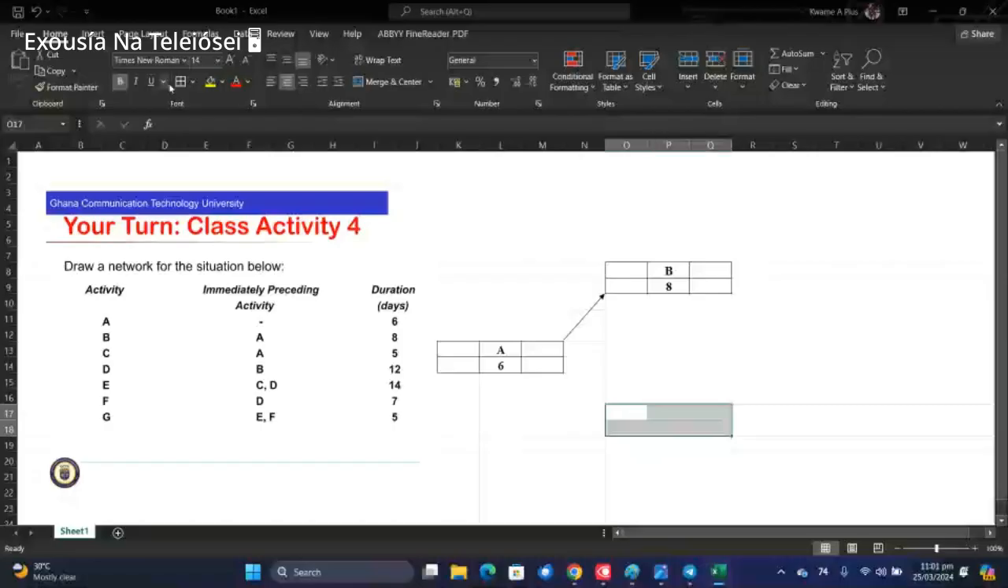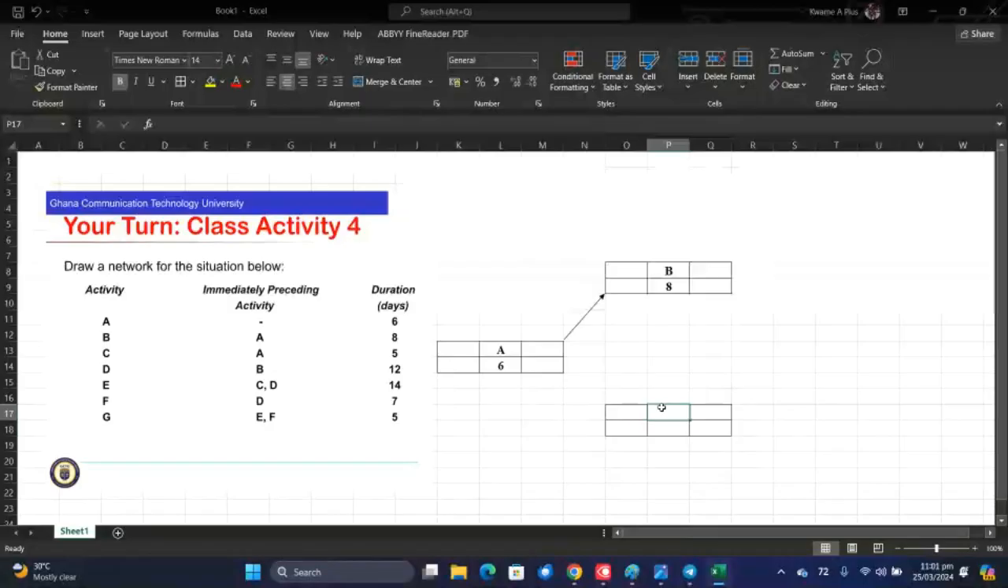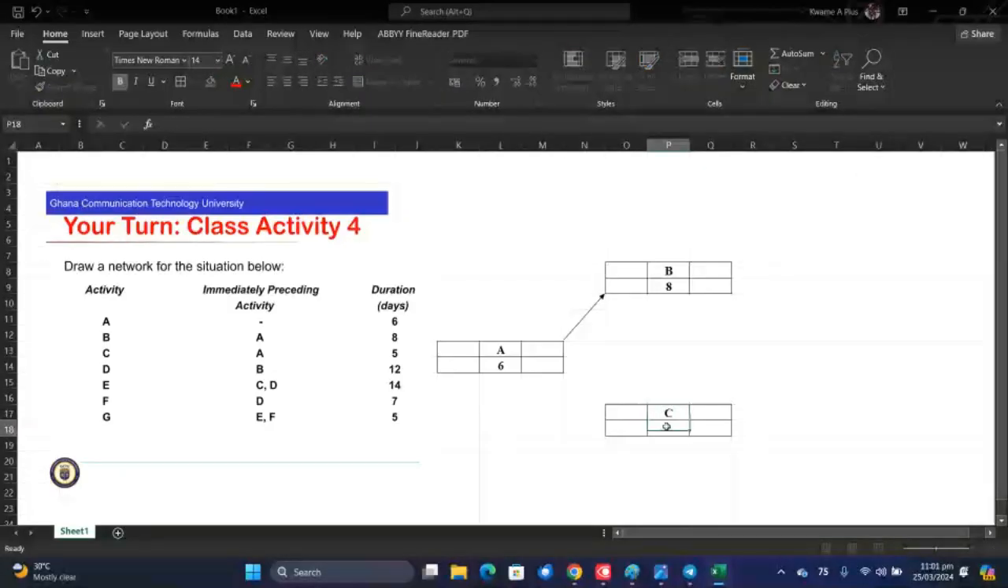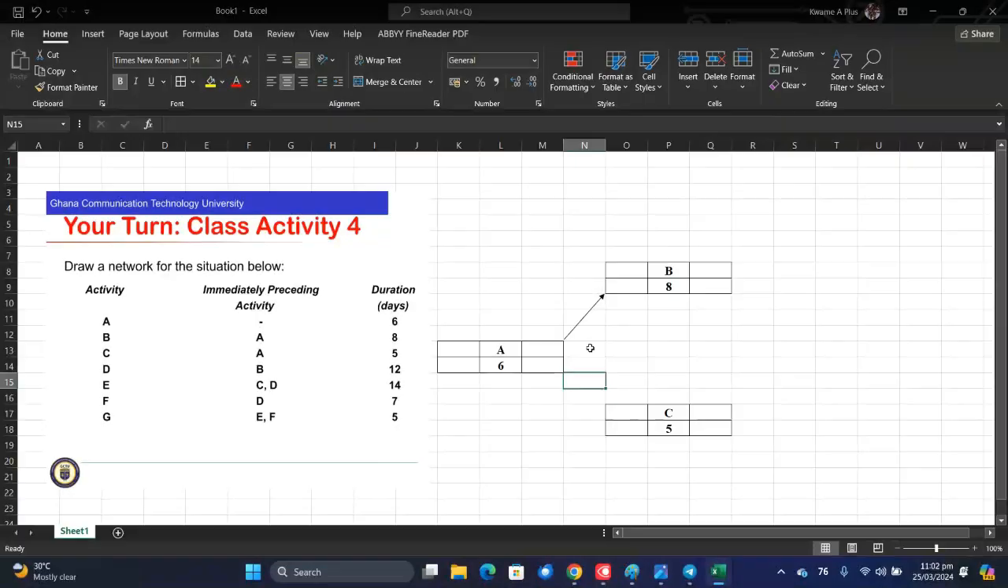Say A precedes C. C has what? 5. Okay. And then I have to get the same thing. Alright, so I believe this first phase is clear. This first phase is clear. Yes.